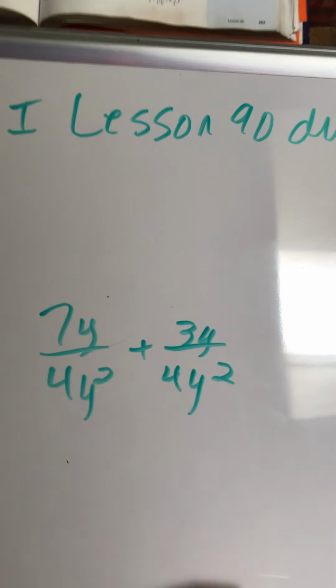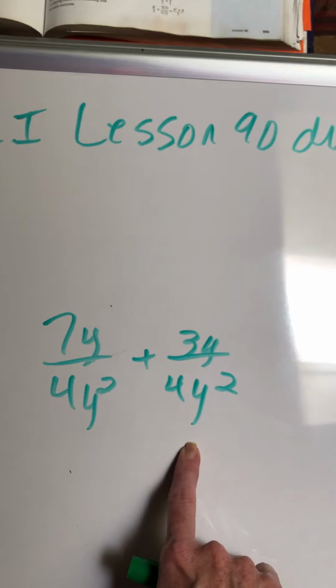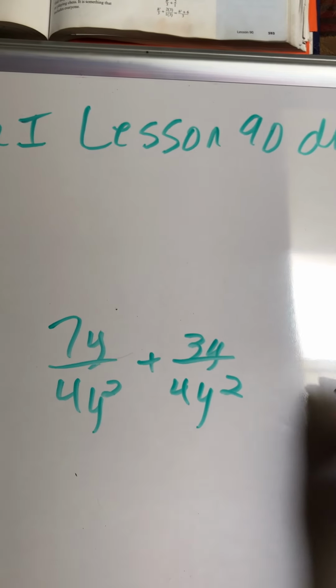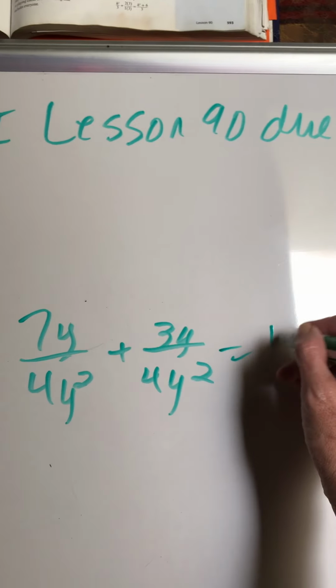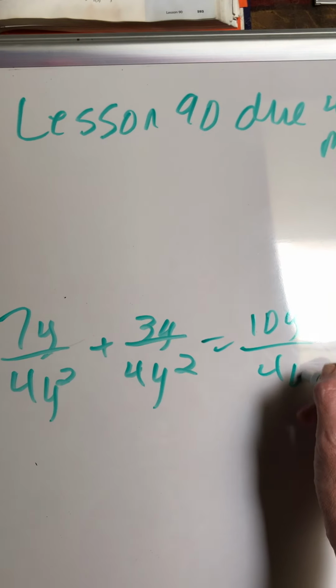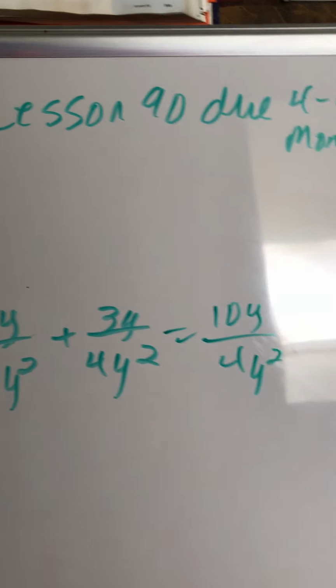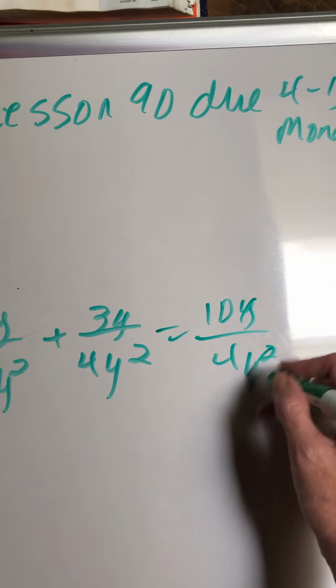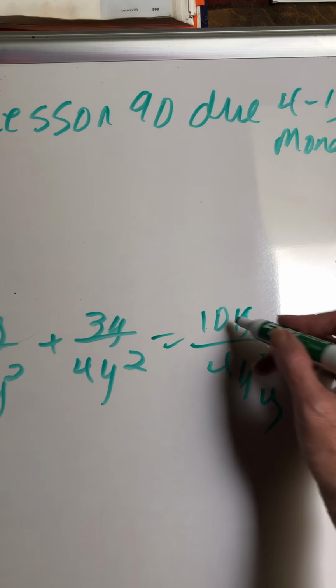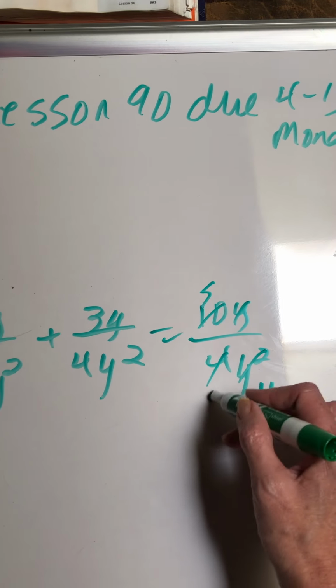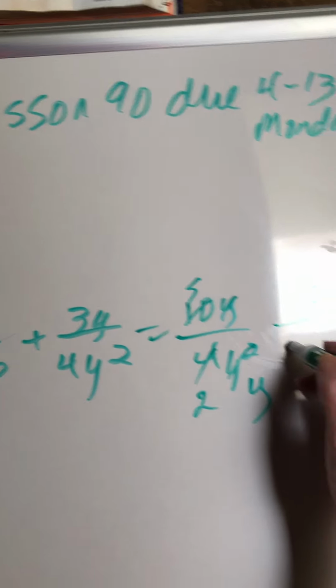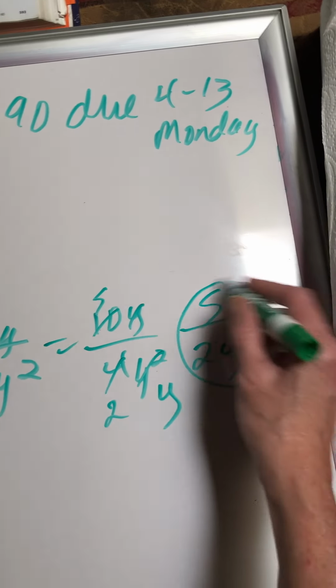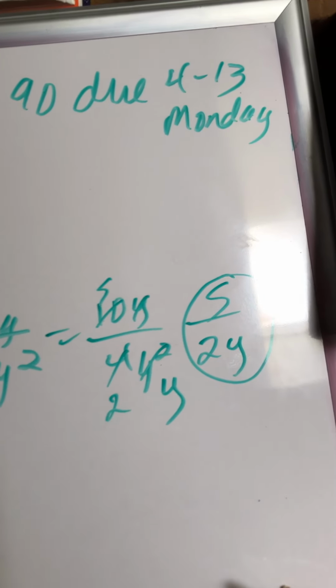Again, you're looking for a common denominator. This has a common denominator. So you add your numerators, you add 7y and 3y, and you get 10y over 4y squared. Then y would come out of 4y squared and leave a y, and then you can take a 2 out of 10 and a 2 out of the 4. So it would leave a 5 over 2y is what that final answer would be on that one, 5 over 2y.